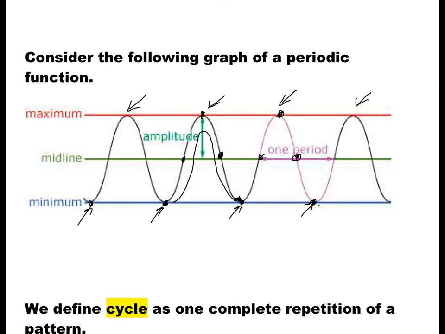Now, the time that it takes for one cycle to happen, the horizontal length, is called the period. For instance, the distance from here to here is called the period, or from here to here is called a period. And as you can see from the graph, the period of a periodic function is the same.